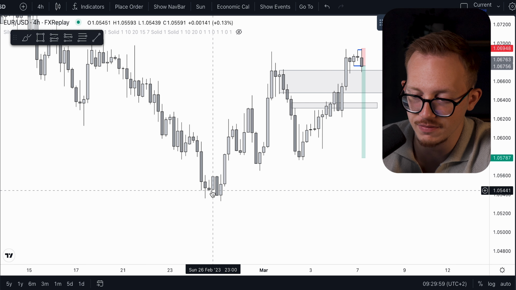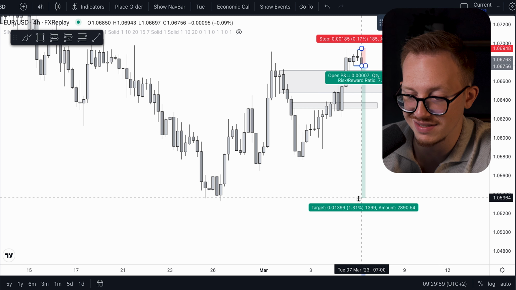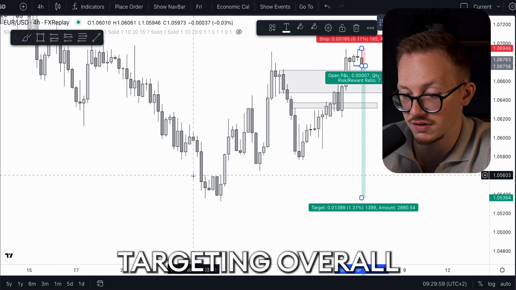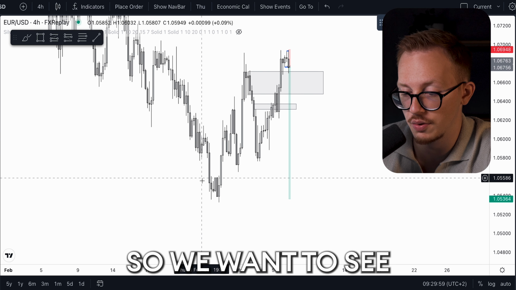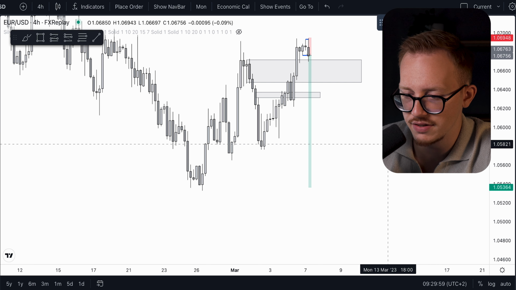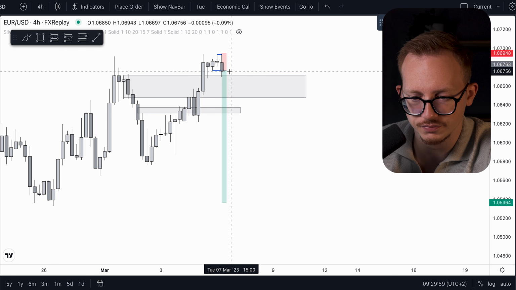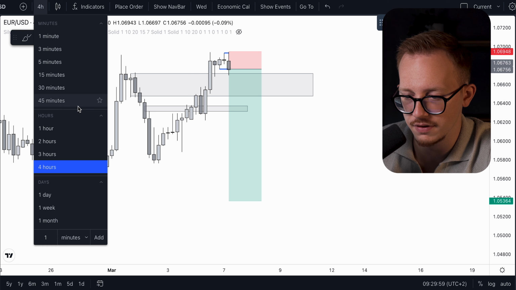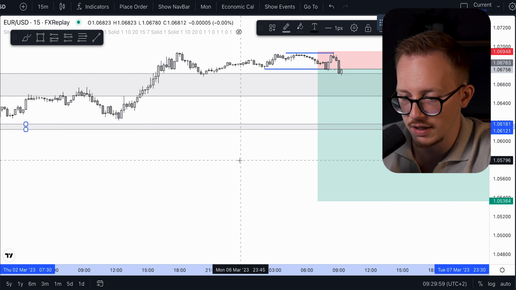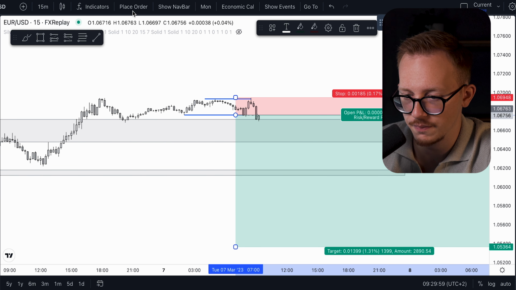Of course, I would say this is the even better target, since this is the one that we are targeting overall, right? We are in that downtrend. We want to see that trend continuation, so we want to see that low being taken out. You know what? Let's just do that. Let's just target this one and let's just go for it. Let's go to the 15 minutes and of course place the order first.